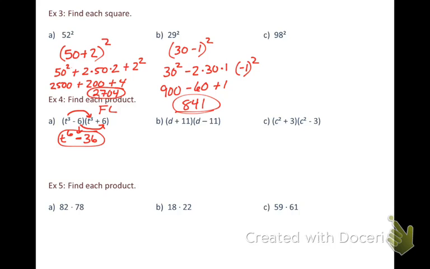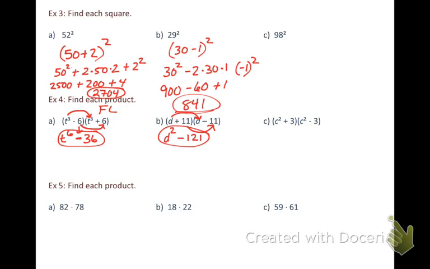B, same idea. It has the same D's and the same 11s, but opposite signs. So we're going to do first, which is D times D, which is D squared. And then you have 11 times 11, which is 121. And there's your answer. Same idea with C.